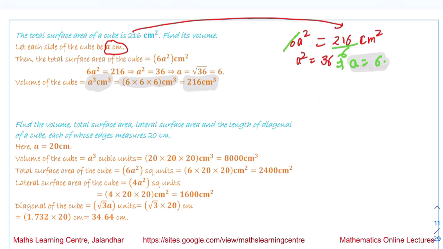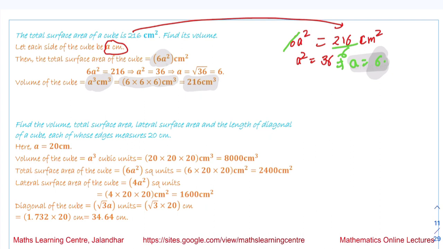This is by chance because the side length is 6 and the volume becomes 6 cube. If suppose the side length is 7, then these two things will not be equal. So after solving this question, you cannot say that the total surface area and the volume of the cube are always equal. It is just in this case that these two values are equal to each other.